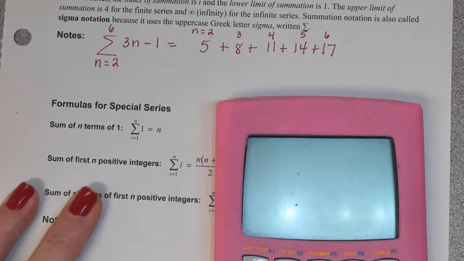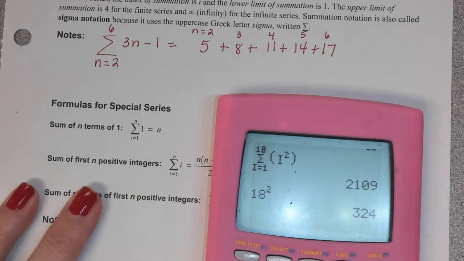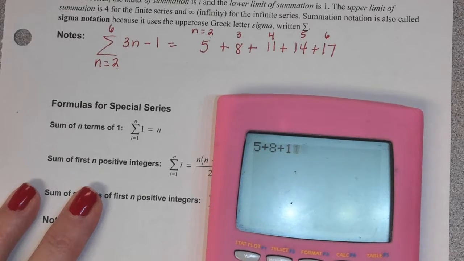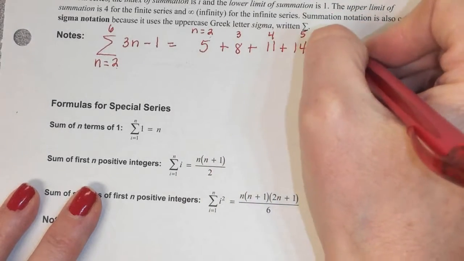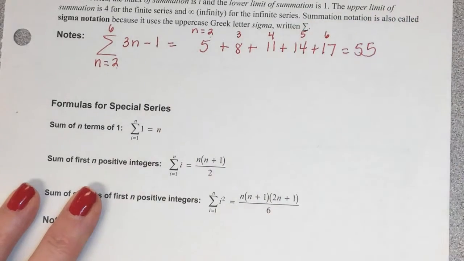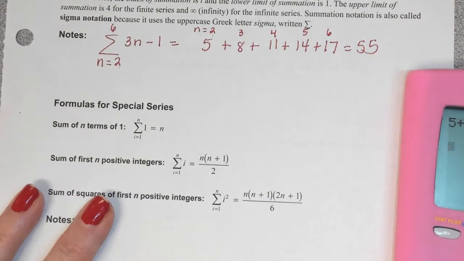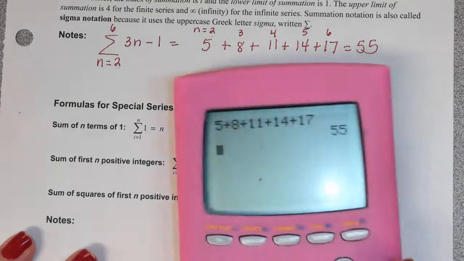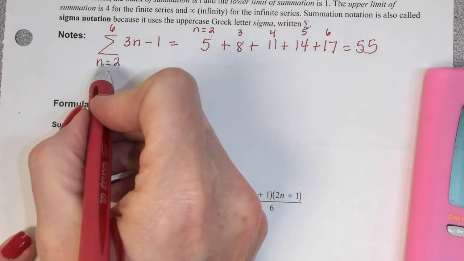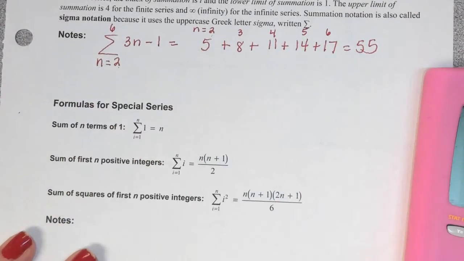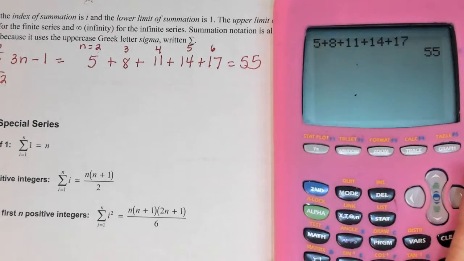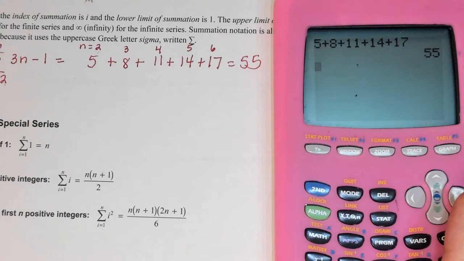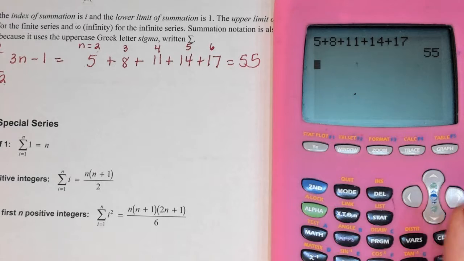And I can just get out a calculator if I need to. Those aren't that large of numbers, but 5 plus 8 plus 11 plus 14 plus 17. And that's 55. Well, now I'm going to show you a really cool way that we can do this. The calculator has this symbol on it. Hopefully you have a newer calculator. If you have an older calculator, it's going to be a little bit tougher.